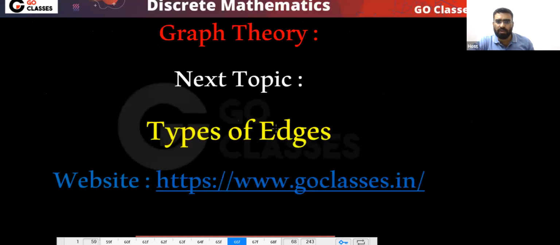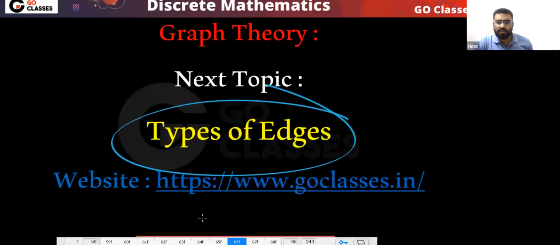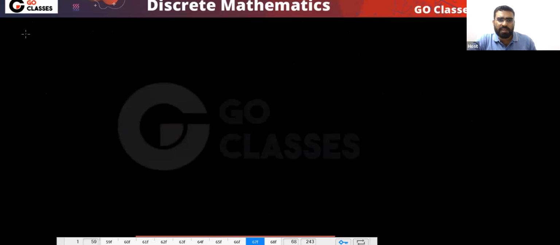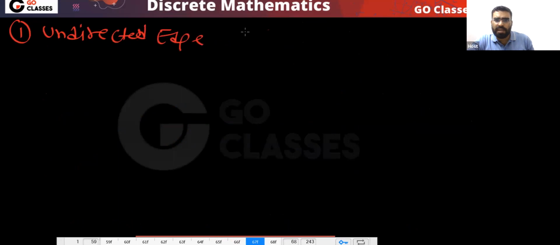Okay, now let's move on. Now we will see the types of edges. What are the different types of edges? First we will see what are undirected edges and what are directed edges. This is the first classification. What is a directed edge and what is an undirected edge? So you have directed edges and undirected edges.